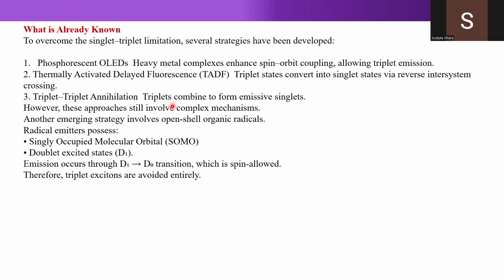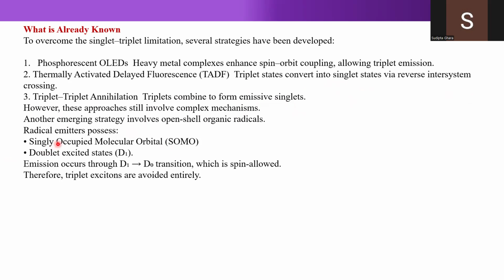And then the next scenario came for the TADF-like system. We push the population from triplet to singlet via reverse intersystem crossing. Then triplet annihilation combines to give singlet emission. However, this approach still involves a complex mechanism.